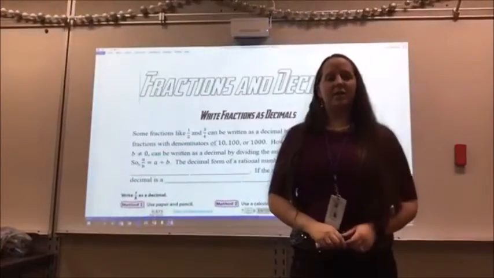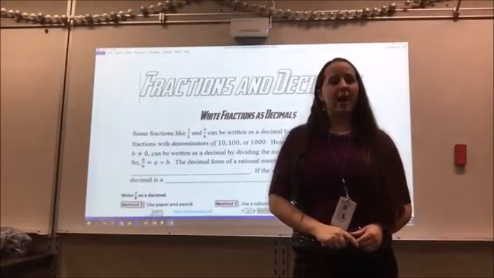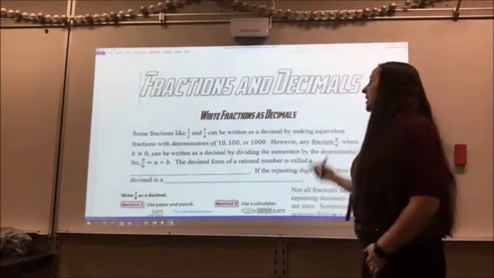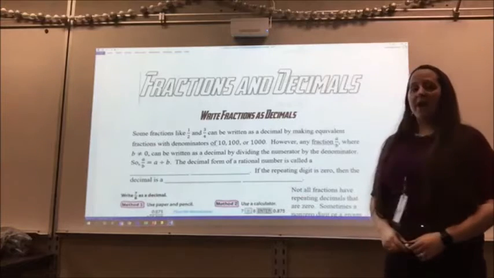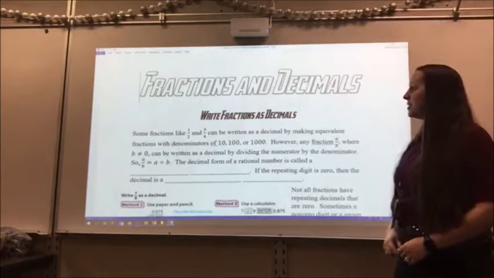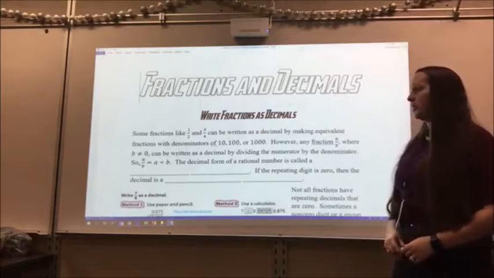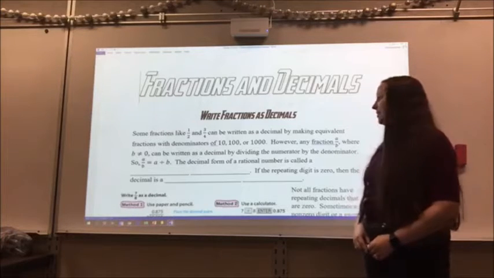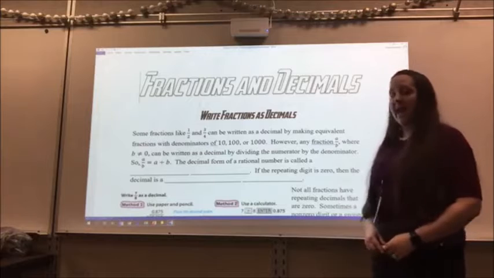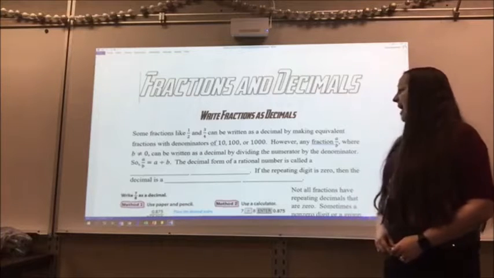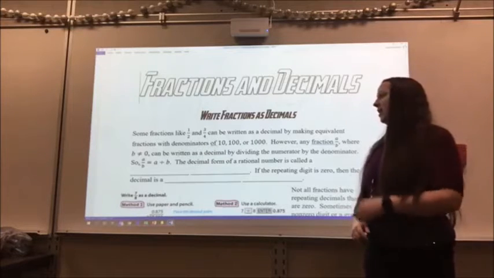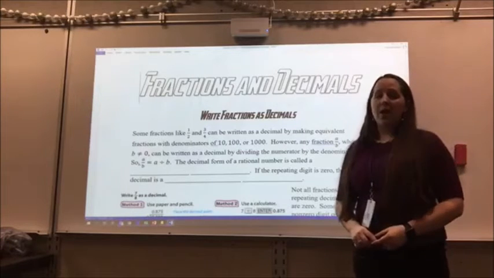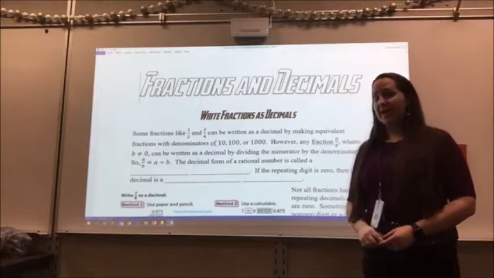Alright, this is Chapter 3, Lesson 1, Fractions and Decimals for Silver Math. So, when we're writing fractions as decimals, some fractions like 1/2 and 3/4 can be written as a decimal by making equivalent fractions with denominators of 10, 100, or 1,000. However, any fraction a over b, where b cannot be 0, can be written as a decimal by dividing the numerator by the denominator. So, a over b equals a divided by b.